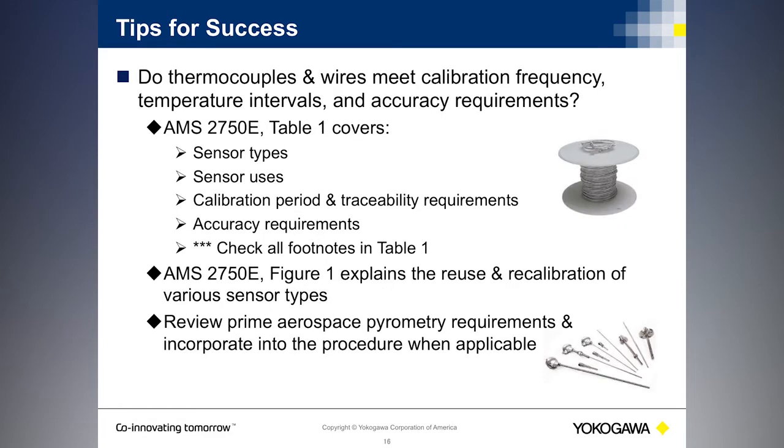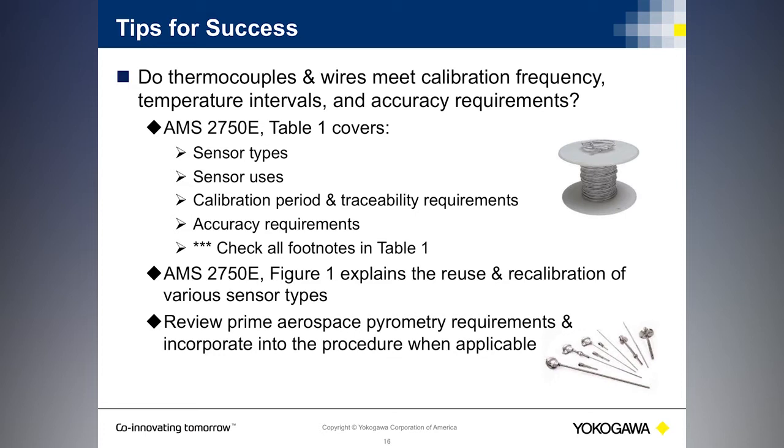Do thermocouples and thermocouple wires meet the calibration frequencies, temperature intervals, and accuracy requirements of 2750 or more stringent customer requirements? AMS 2750, Table 1 describes sensors and sensor calibrations, covers the types of sensors that are used, uses of the sensors, and what the calibration period and traceability requirements are. It also gives you the accuracy requirements.